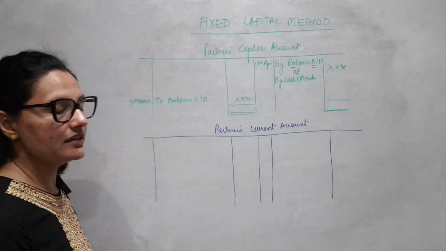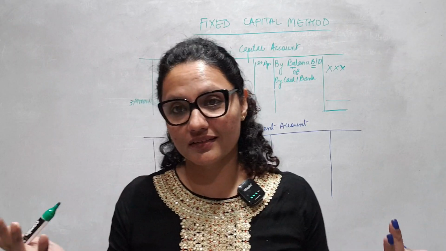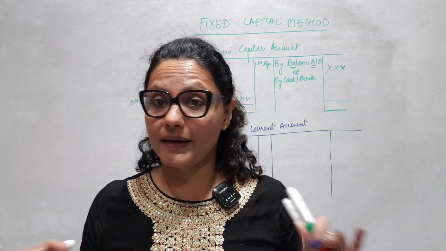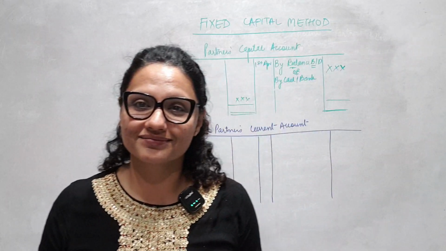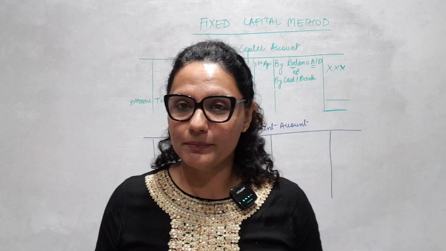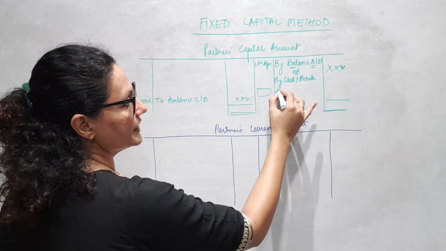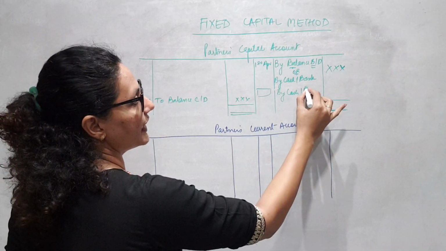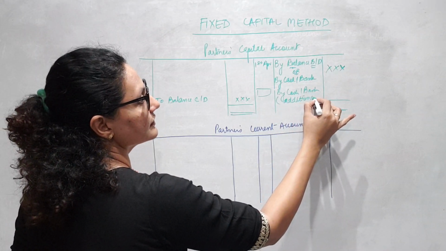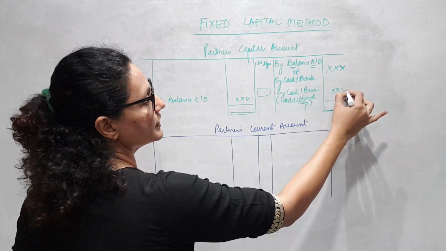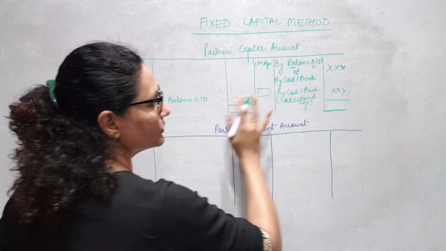But when does it change? It changes only 2 times at the most. And if at all, something like that is happening only then. Otherwise, it remains fixed. If the partner brings in additional capital, what does the journal entry tell me? Cash or bank account debit to partner's capital. So here, on whichever date he is bringing it, we will write here again by cash or bank for additional capital introduced. Your fixed capital will increase.